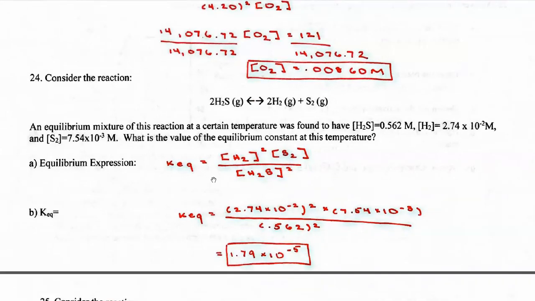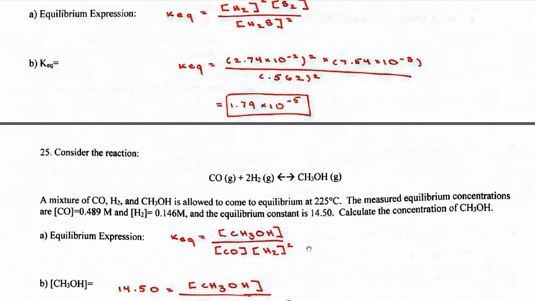24 is very similar. First, I asked for your KEQ, so it would be the concentration of H2 squared times the concentration of S2 divided by the concentration of H2S squared. And then I just plug and chug. I know the concentration of H2, which is 2.74 times 10 to the negative second, squared, times the 7.54, which is your concentration of S2, divided by the concentration of H2S. And I'm solving for KEQ. I needed 3 sig figs, so here's my answer. And look, I don't have units.